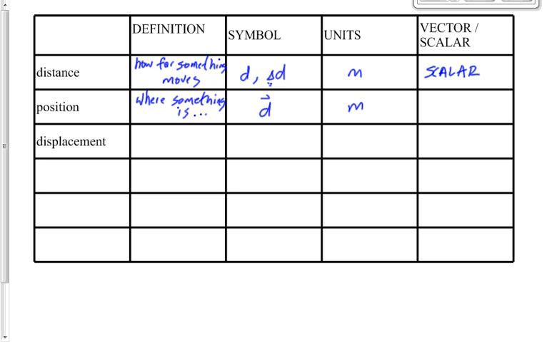Where something is. Let me tell you a little story, and see if we can figure out vector or scalar. Let's say that Daniel is going to the first dance of the year. I'm not sure when that is, or even if we'll have one, but let's say we have one. Daniel's going with his buddies to the first dance of the year.